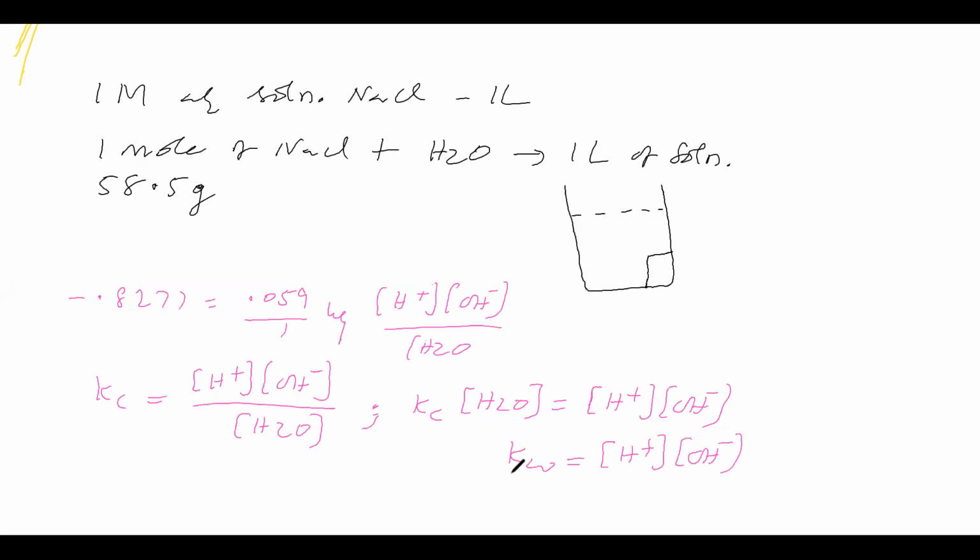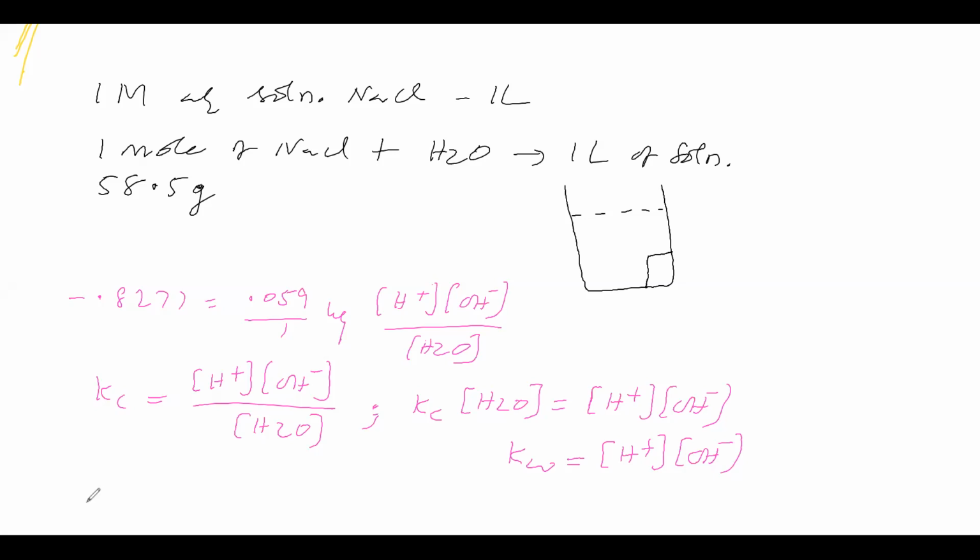Kw is called the ionic product of water because we are multiplying the concentration of ions. H plus into OH minus is for water. Therefore, Kw is called the ionic product of water.